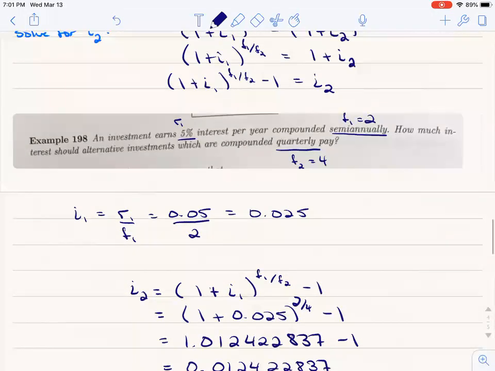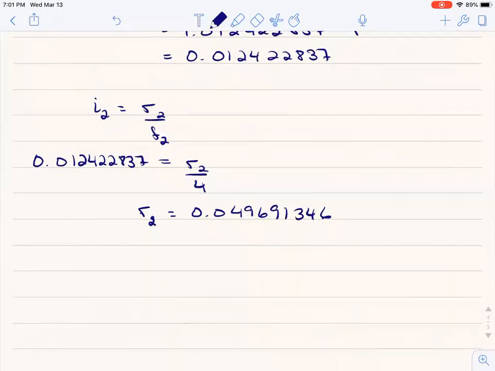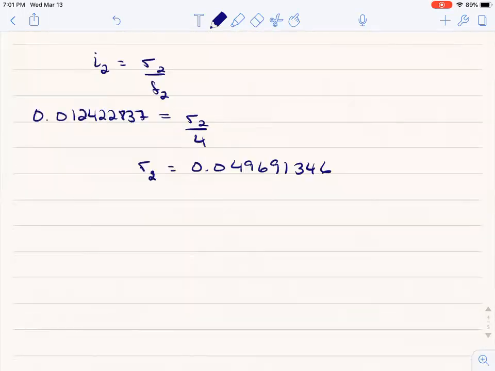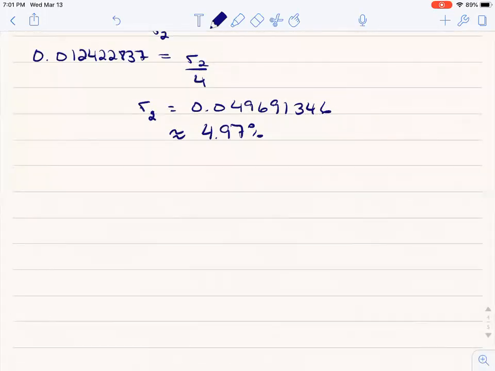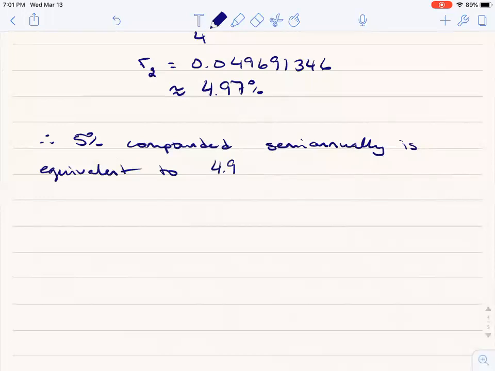So in terms of the question, 5% compounded semi-annually is equivalent to 4.97% compounded quarterly. So we'll say this is roughly 4.97%. Therefore, 5% compounded semi-annually is equivalent to 4.97% compounded quarterly.